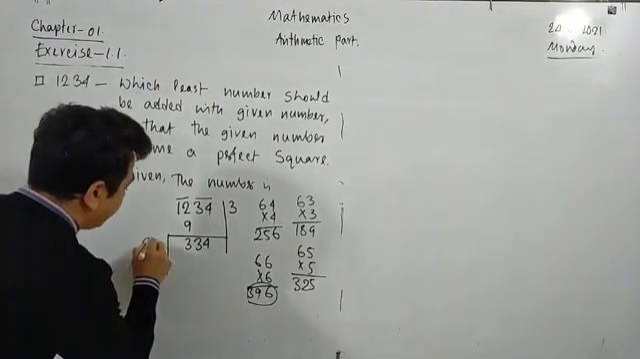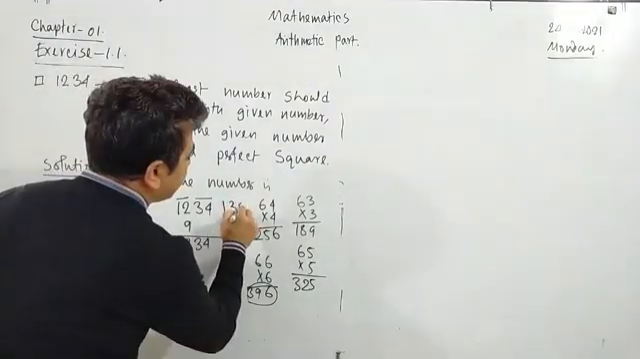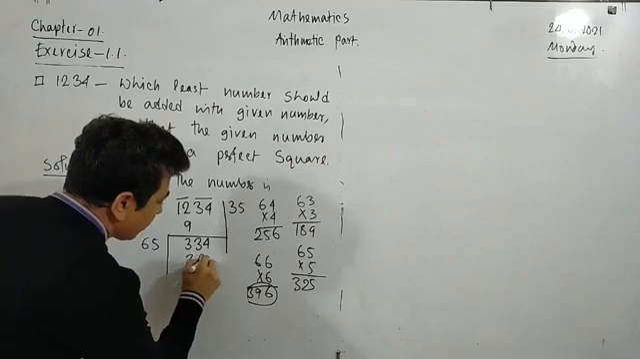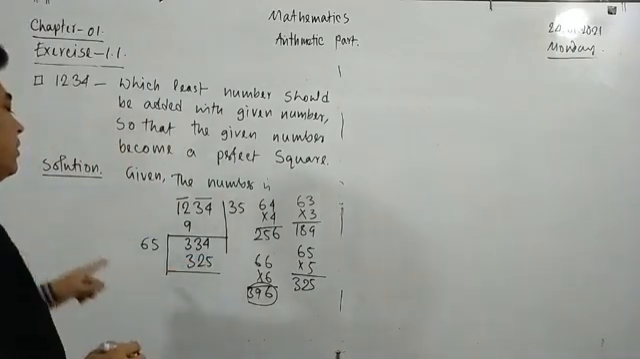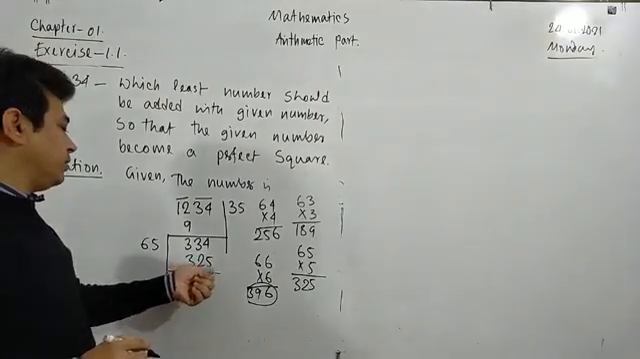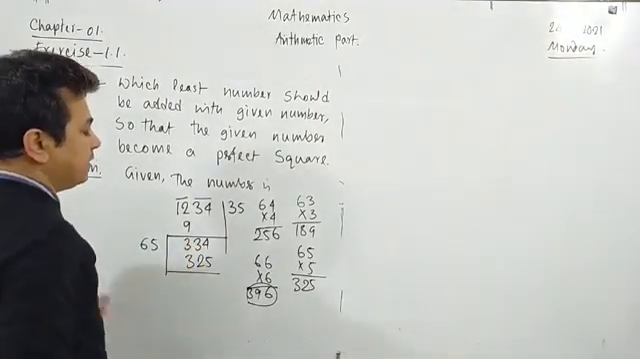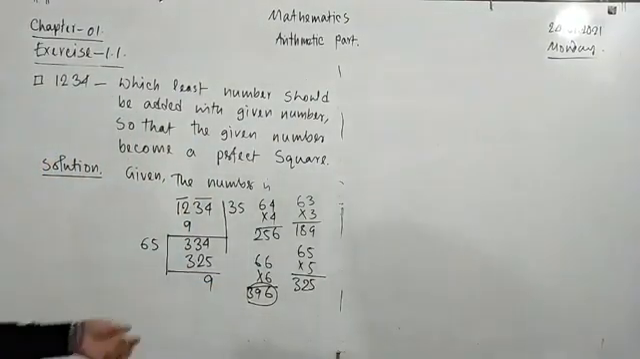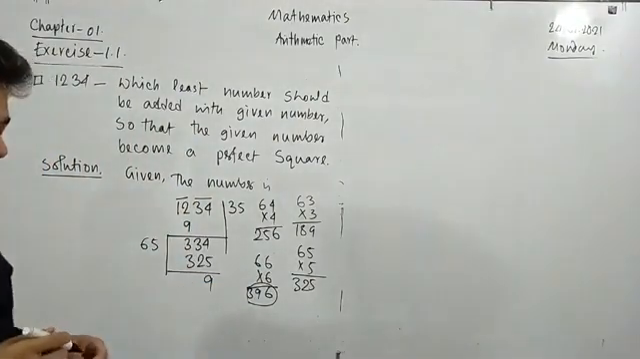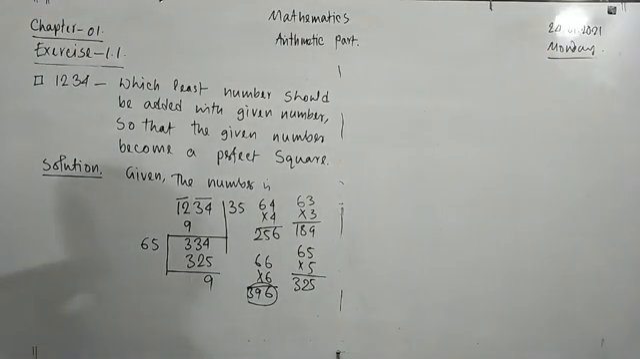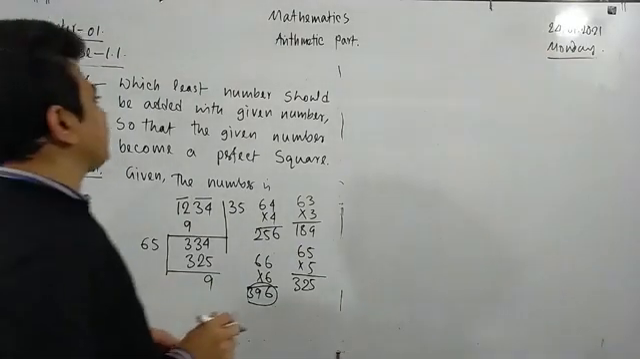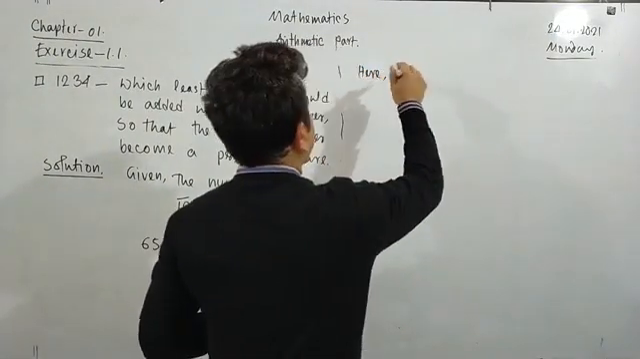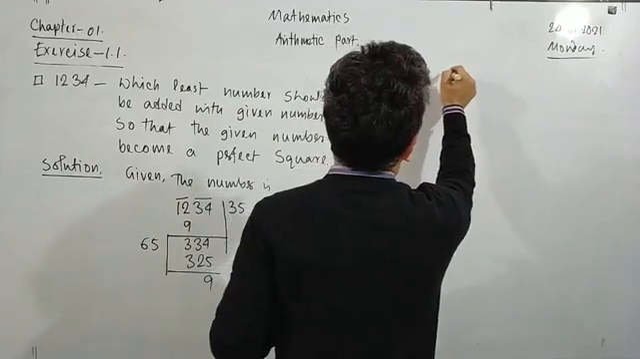So we are putting here 5, of course, here 5. So 65 into 5 is 325. If we subtract 334 minus 325, what is it? 14 minus 5 is 9, and 2, it's okay. So look at that, 9 is remaining. I'm writing here, 9 is remaining.